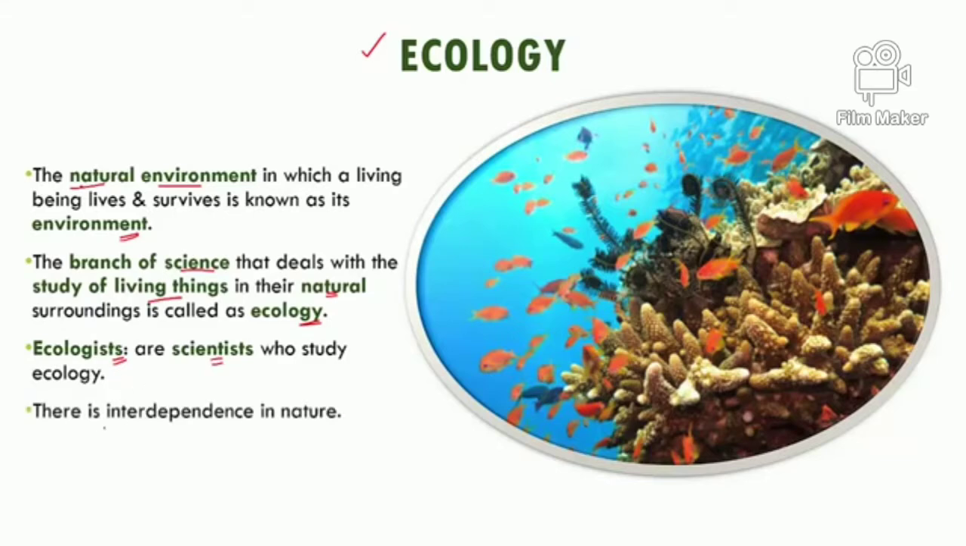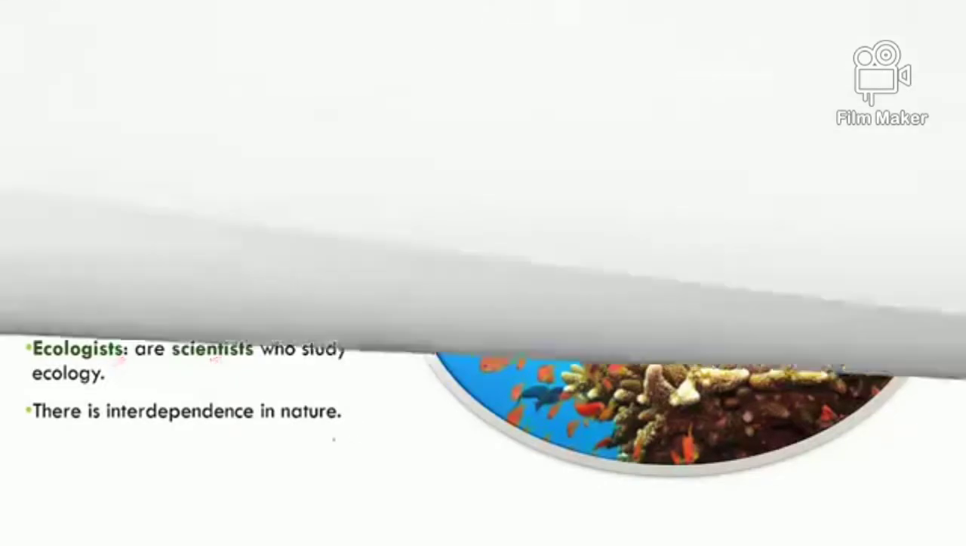Now, we all know that there is interdependence in nature. We know that living things depend on non living things and they depend on other living things. Suppose if you take a plant, for example, it depends on animals as well as other non living things. So, this we call interdependence. And more about interdependence, we've already studied in another chapter.